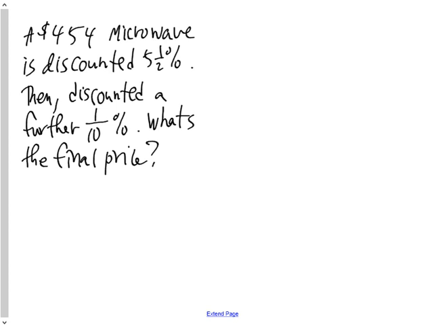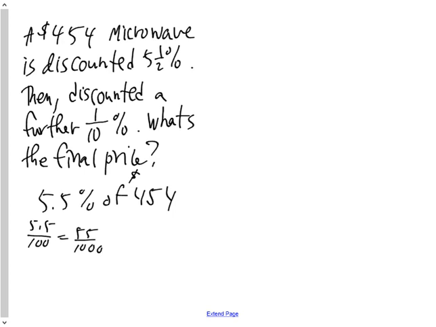So if I think about what is 5.5% of 454, right? $454. We would change 5.5%, since it's 5.5 out of 100, it's the same thing as 55 over 1,000. This is the math we've already done a lot of. So 5.5% as a decimal, well, that's 5%, and that's 5.5%. That's 55 thousandths. So the first step you had to know was how to change 5.5% to a decimal. The rest of it's pretty simple.